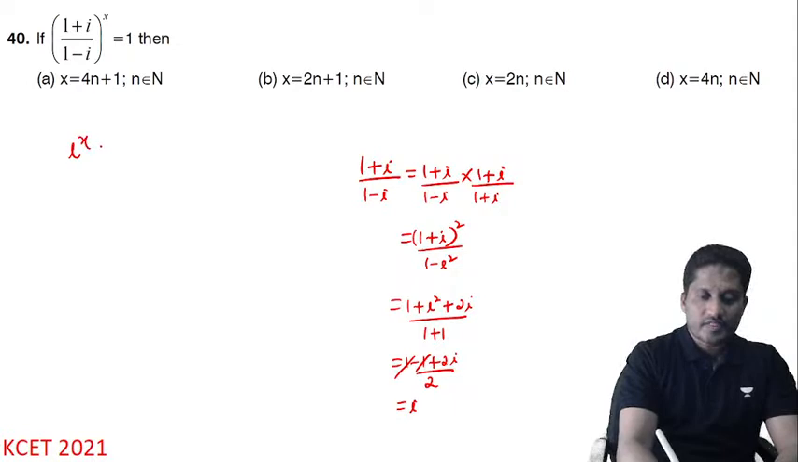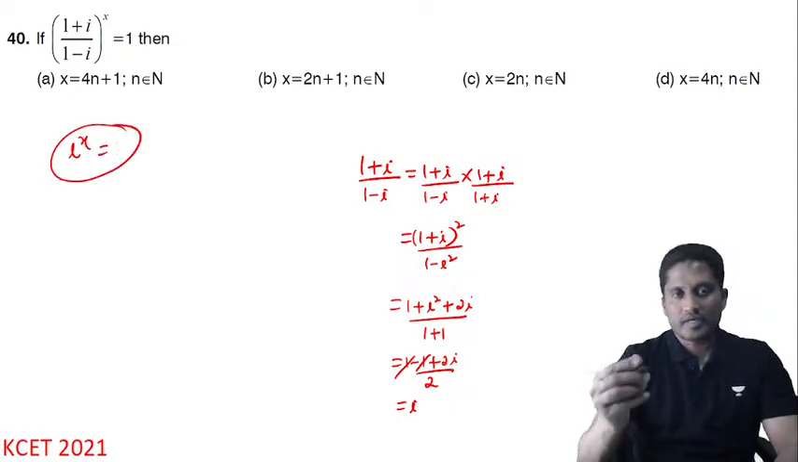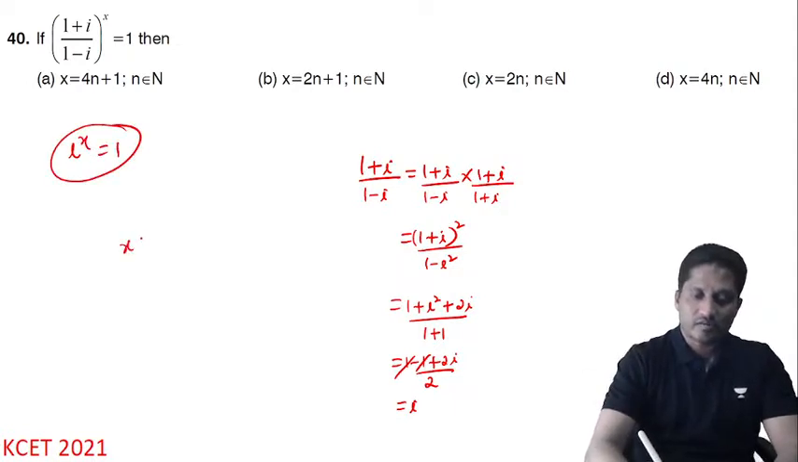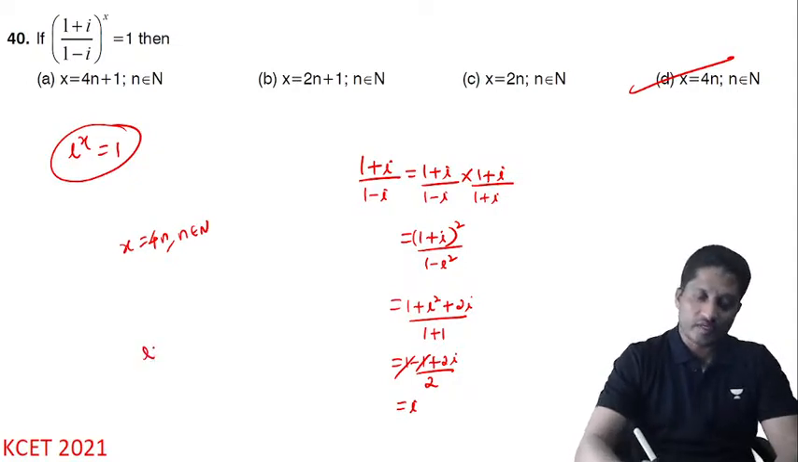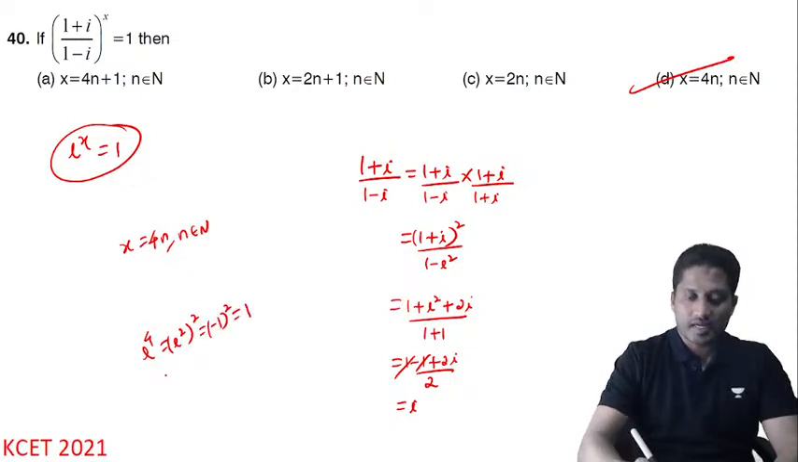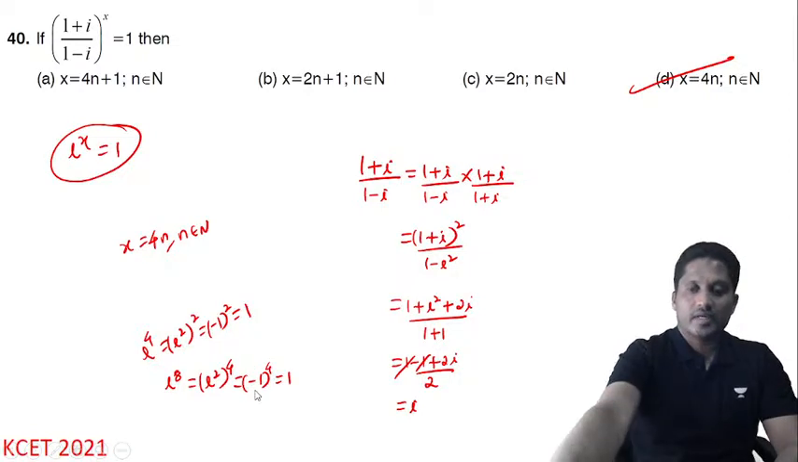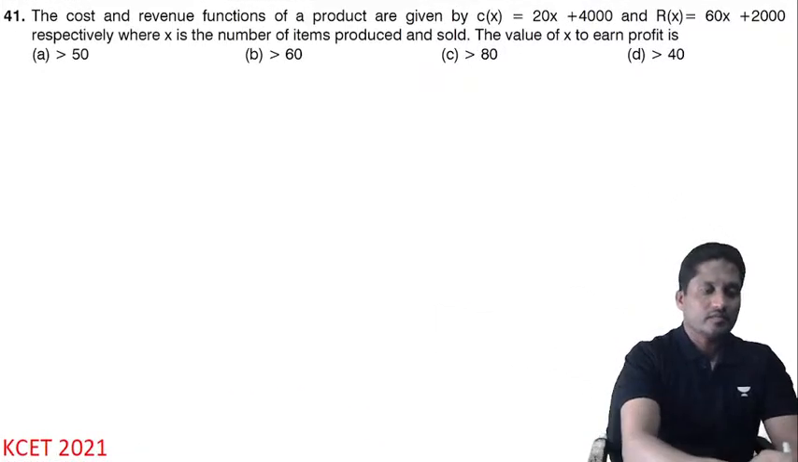You get i to the power of x is equal to 1. i to the power of a multiple of 4 is always equal to 1. So x is equal to 4n, n is any natural number. Last option D. i power multiple of 4 is always 1. i power 4 is i square the whole square, minus 1 the whole square, is equal to plus 1. Similarly, i power 8 is i square whole power 4, that is minus 1 power 4 which is equal to plus 1. i power multiple of 4 is always 1. Let's move to the next question.